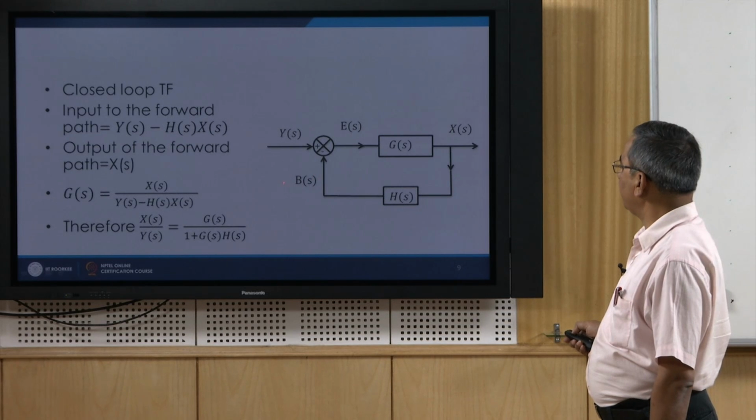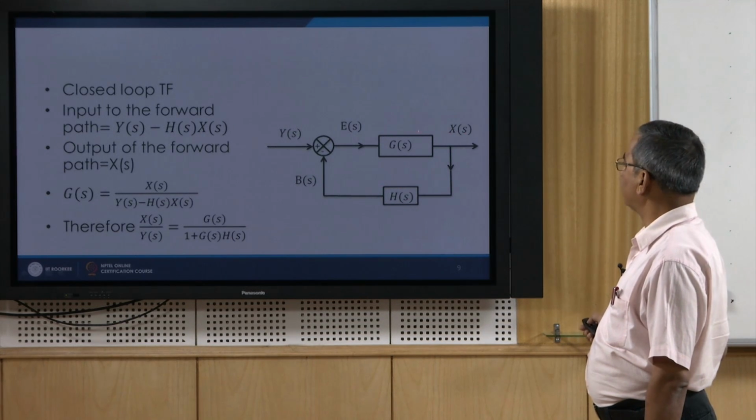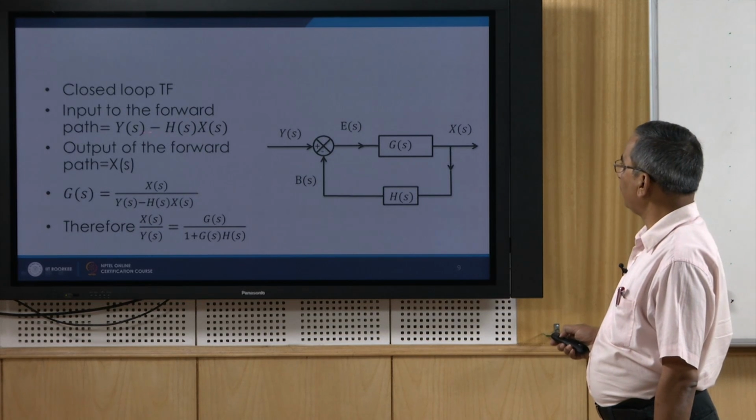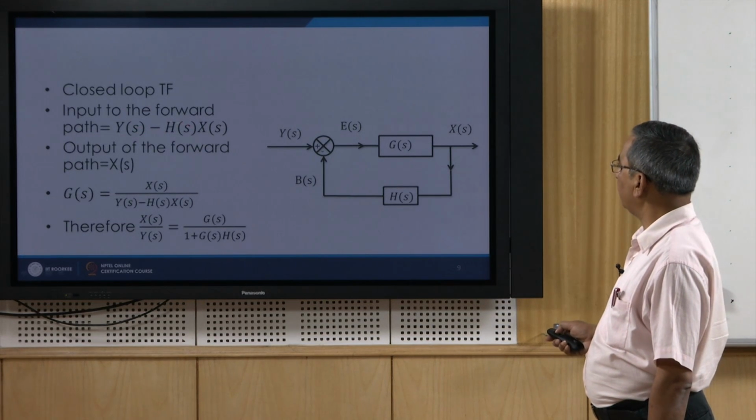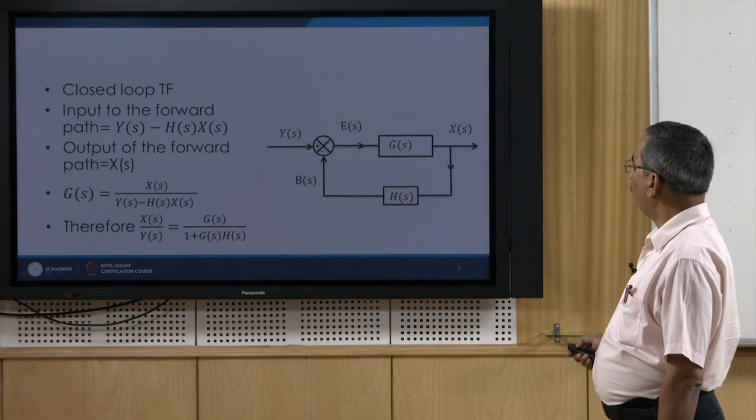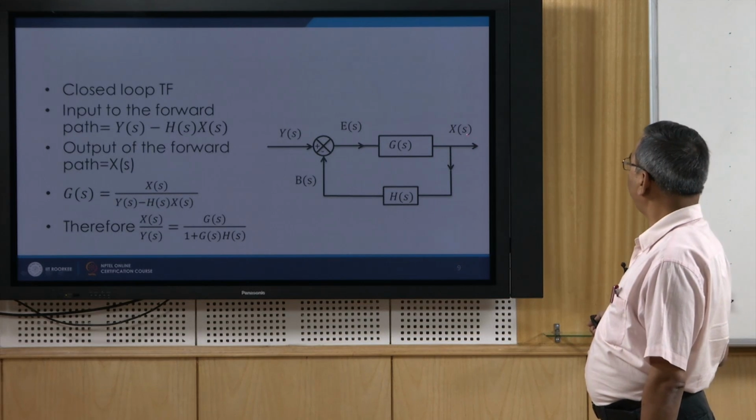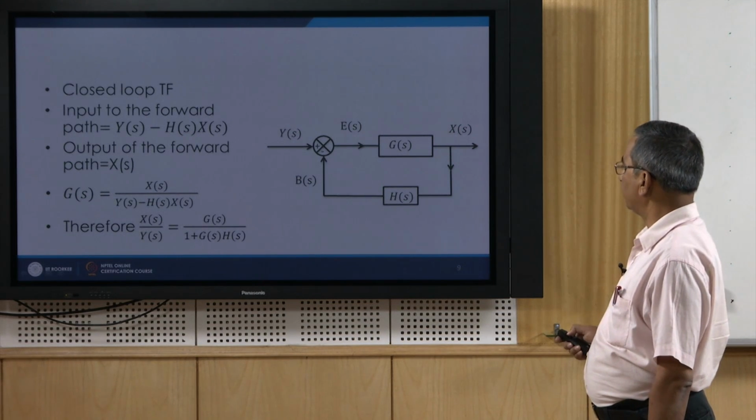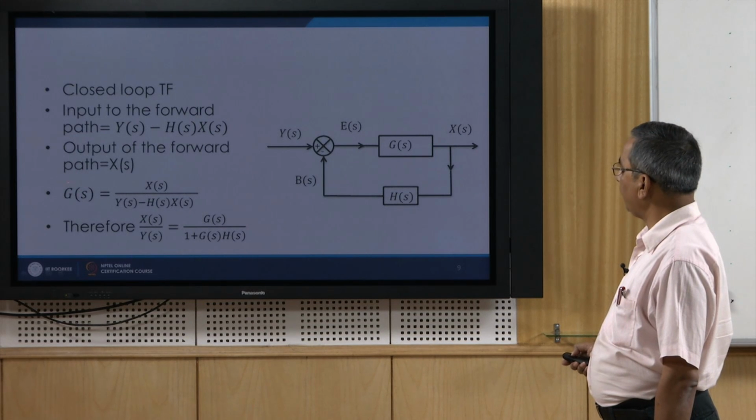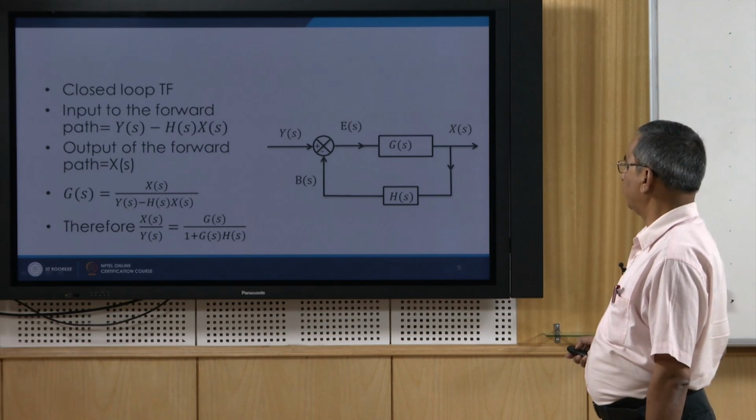And what is this Bs? This Bs is nothing but Hs into Xs. So the input to the forward path is Ys minus Hs into Xs. And what is the output of the forward path? Output of the forward path is Xs. So I can define Gs as Xs upon Ys minus Hs Xs.